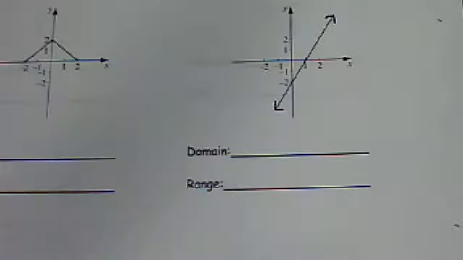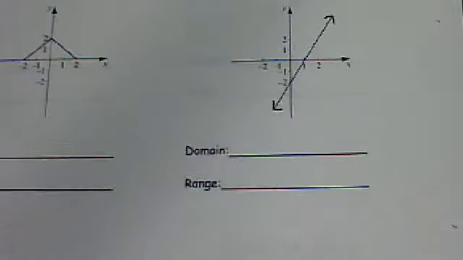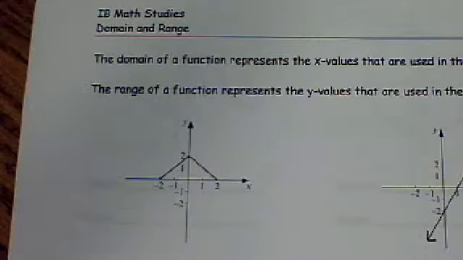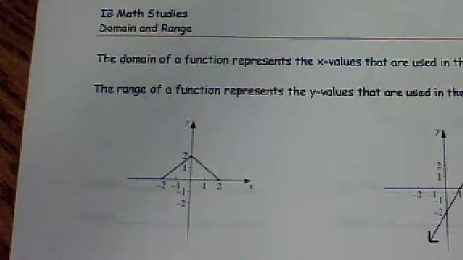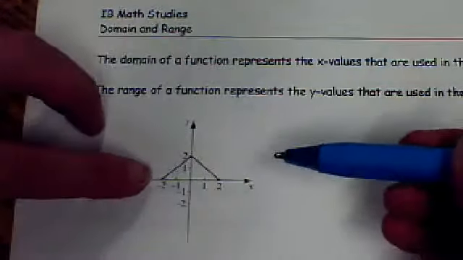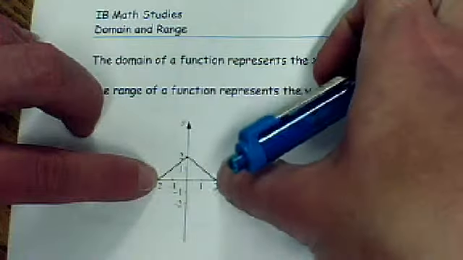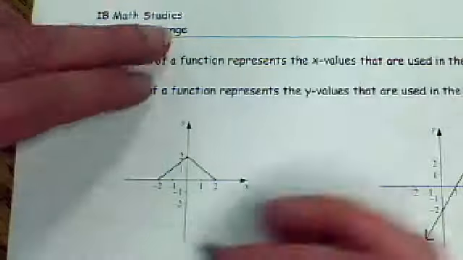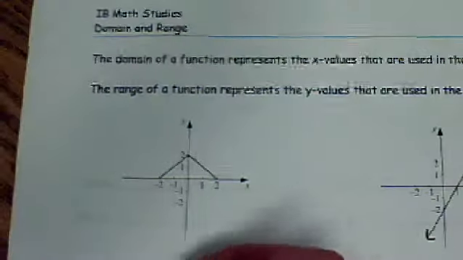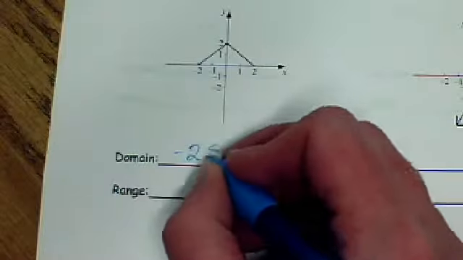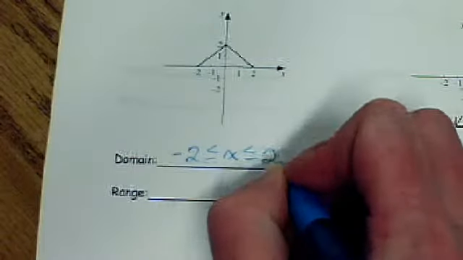But we're going to use this moment to look at domain and range, especially using a graph for the domain and range. The domain are the x values that are being used. So in this picture, we'll notice that it starts here at negative 2, and our x values end here at 2. So our domain would be negative 2 to 2.